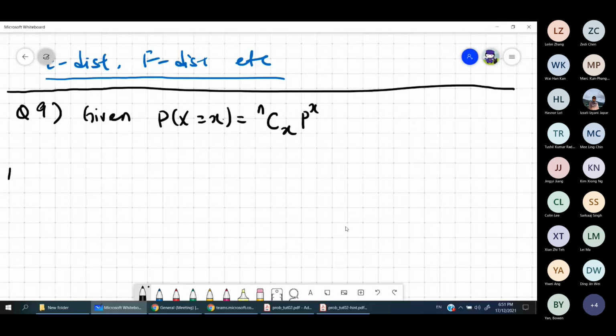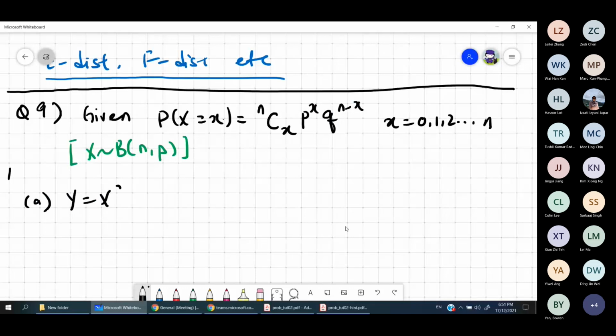NCX, Px, and Qn minus X, right? When X is 0, 1, 2, up to n. So again, as usual, you can see X is actually a binomial distribution with a probability of success and n trials. So this is K. So this is a discrete case.